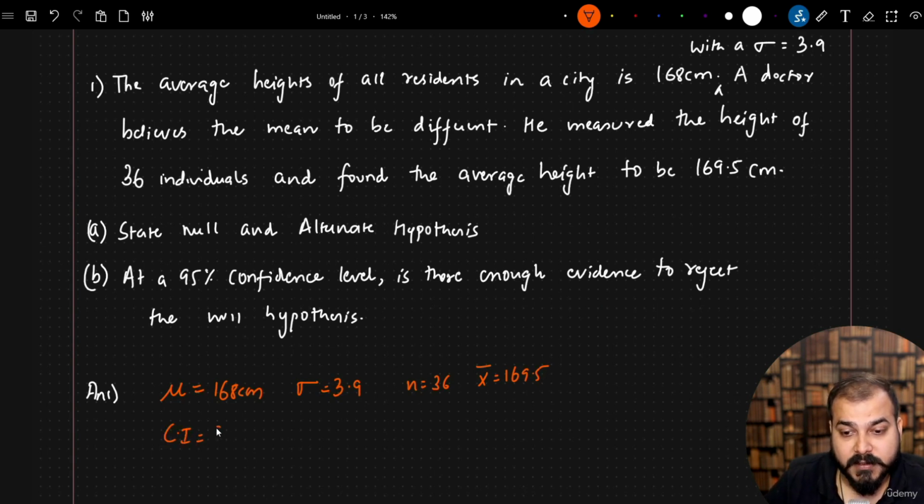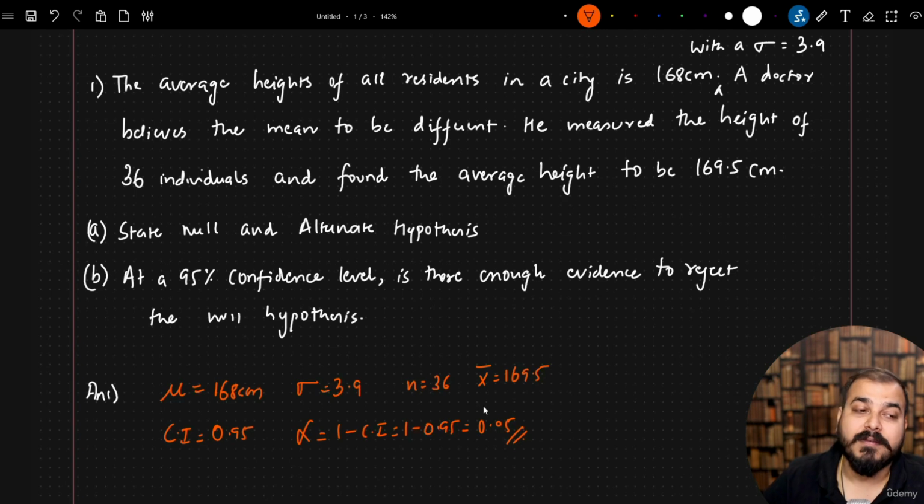And over here, your confidence interval is 0.95, that is 95%. With the help of the confidence interval, we can calculate my significance value. All I'll do is 1 minus CI, which is nothing but 1 minus 0.95, which is nothing but 0.05. So 0.05 is my significance value.